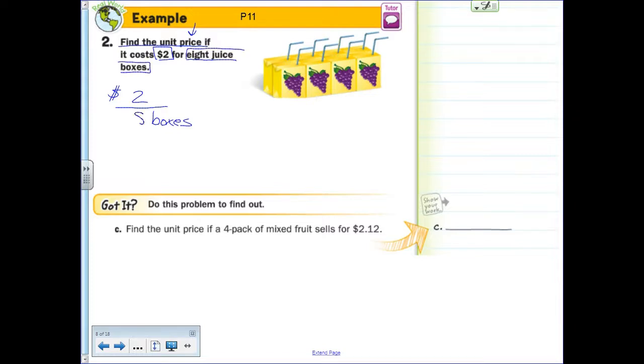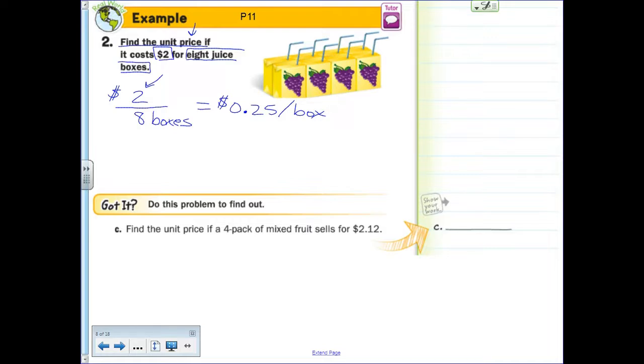So $2 for 8. Well, I want to get this down to how much does it cost for 1 juice box? And immediately you want to say 4, don't you? But that's not the correct answer. The correct answer is actually 25 cents. It's 25 cents per box. But you're saying, Mr. Mann, it's 8 divided by 2. No, it's not.